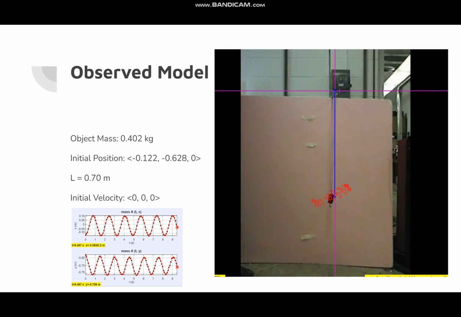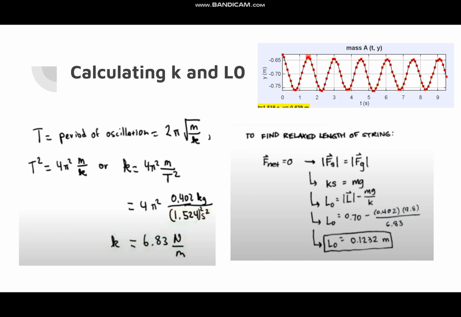For the observed model, we use Tracker to find some data. We're given the mass, we're given the initial position from the tracking data, we're given the length, and the initial velocity is zero because there's no velocity when it starts still. There are our results in the bottom left right there.